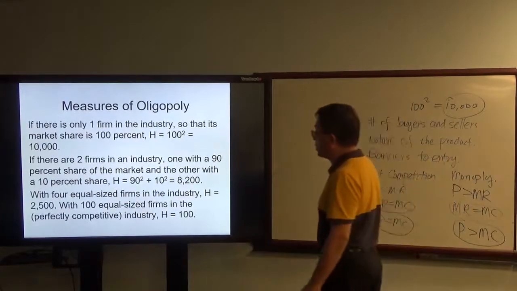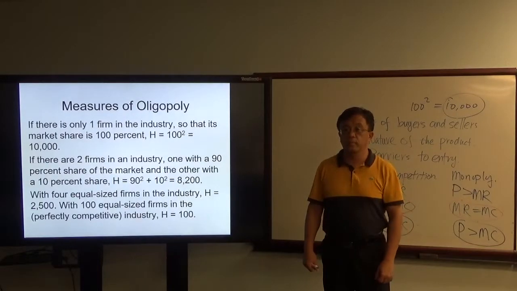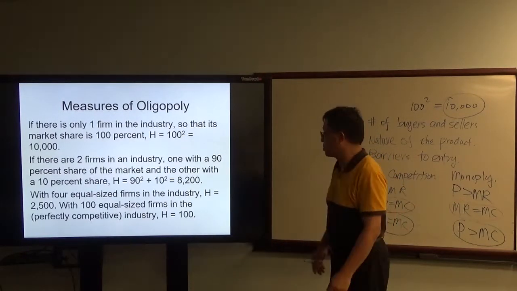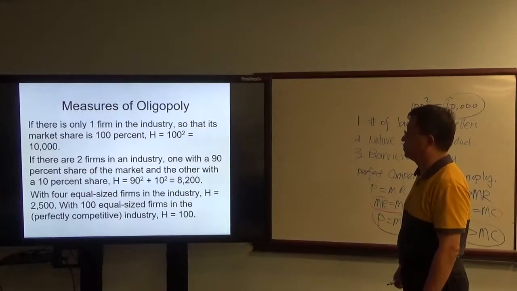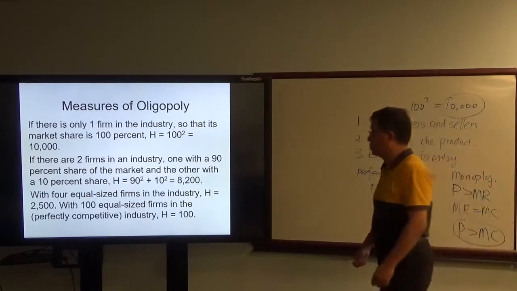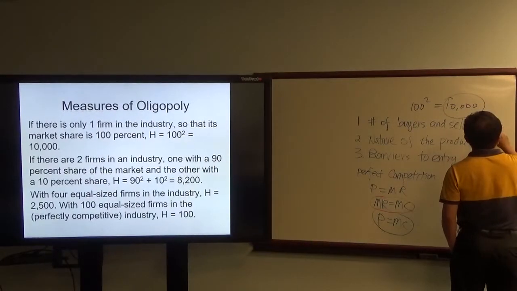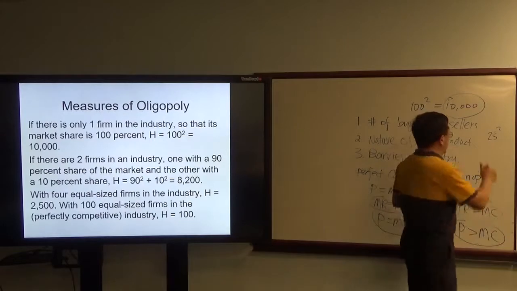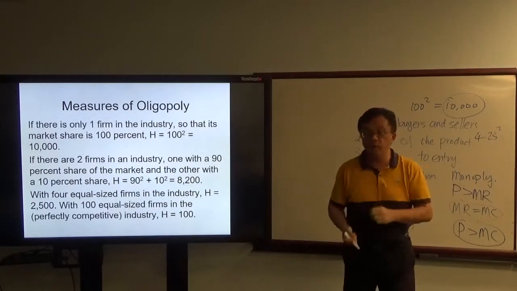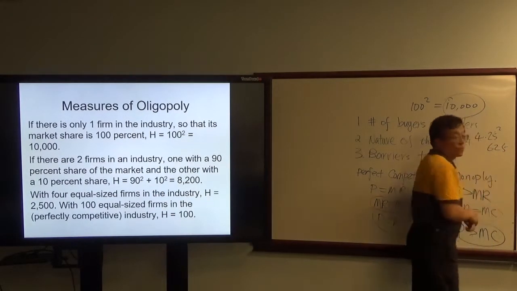And how about if we have 4 equal-sized firms in the industry? Each company controls 25% of market share. So what's the Herfindahl index? How to do this calculation? It should be 25 squared, and there are 4 companies, right? So 4 times 25 squared. The square of 25 is 625, times 4, so that would be 2,500.